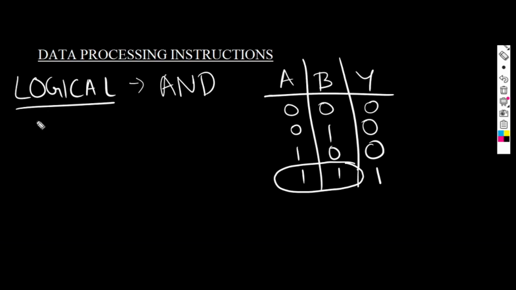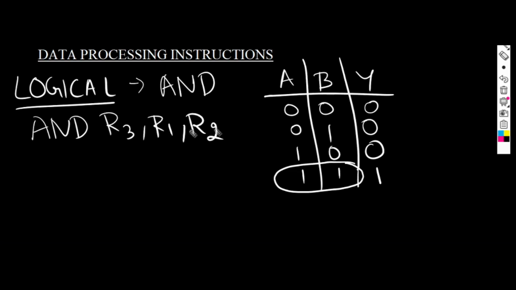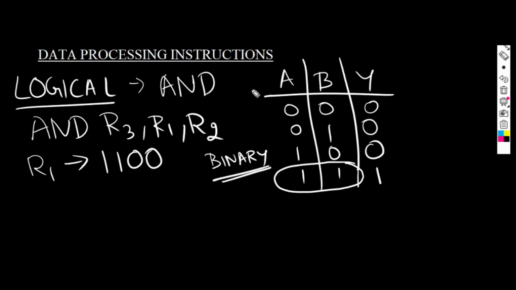Let's consider the instruction. It will be of this form. So what will be the answer stored in R3? Let's assume R1 has a value 1100. For all logical operations, the values I'm considering here are binary. If any decimal numbers are given, convert them to binary and then see what values are stored in each bit position. Let's assume R2 value is 1010.